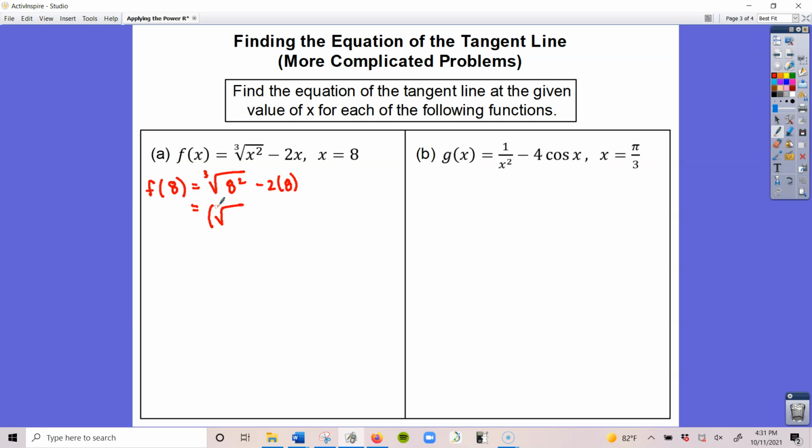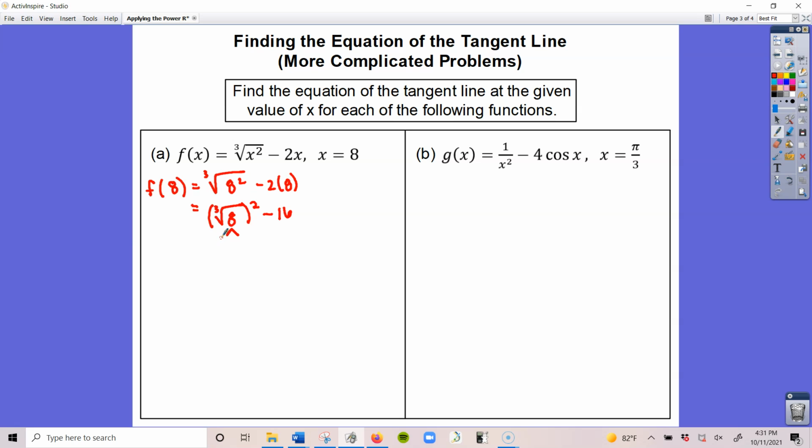I'm going to do the cube root of 8, and then I'll square it minus 2 times 8, which is 16. Now the cube root of 8, if you have the cube root, that means that you're looking for 3 identical numbers that would multiply to give you 8. So you can still start this off as if we're breaking down a square root, which is finding 2 numbers that multiply to give you 8.